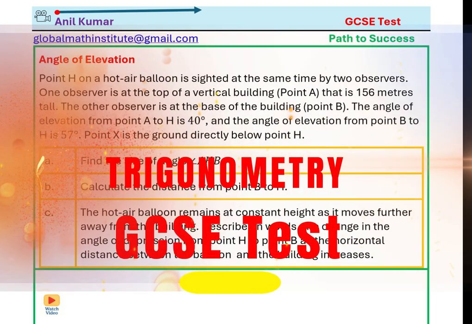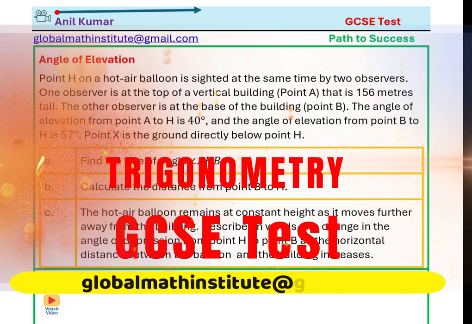Let us understand what is angle of elevation and how do we solve problems related to angle of elevation.